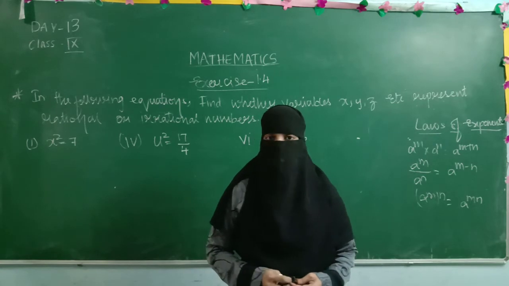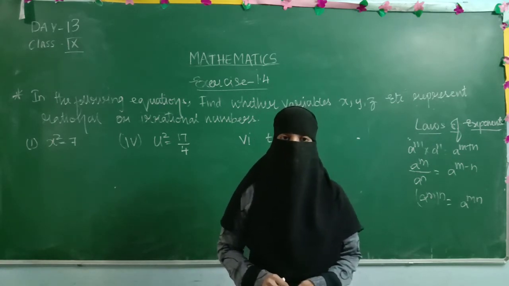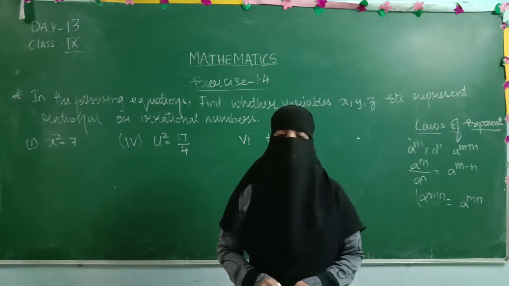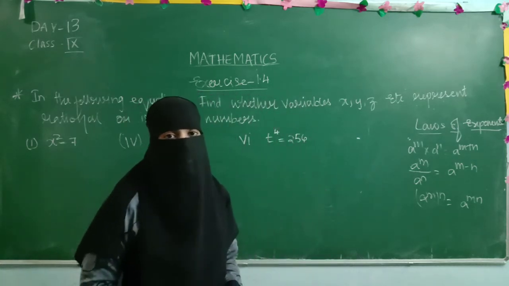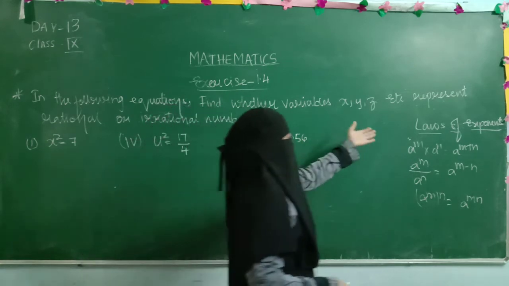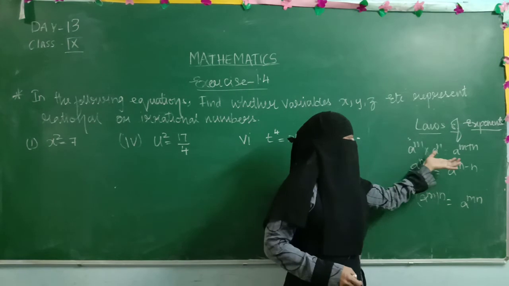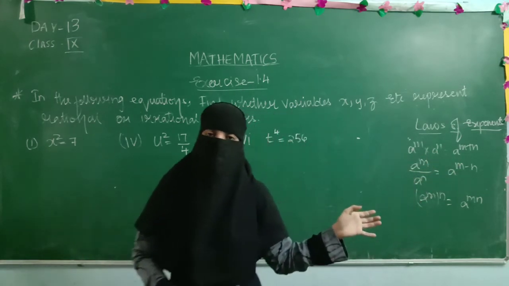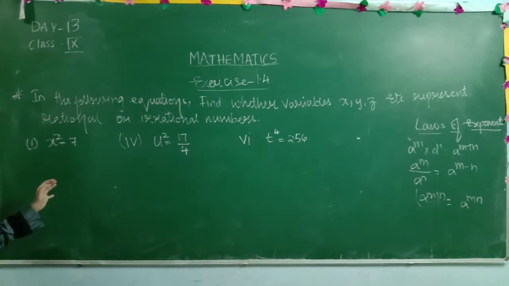For the first chapter, real numbers, we have completed up to exercise 1.4 first bit. In the previous class we studied the properties of square roots, and we also learned the laws of exponents. Here I have written a few laws of exponents, which is a to the power m into a to the power n equals a to the power m plus n, and so on. These are the few laws. Based on these, we are going to solve the next bit of exercise 1.4.